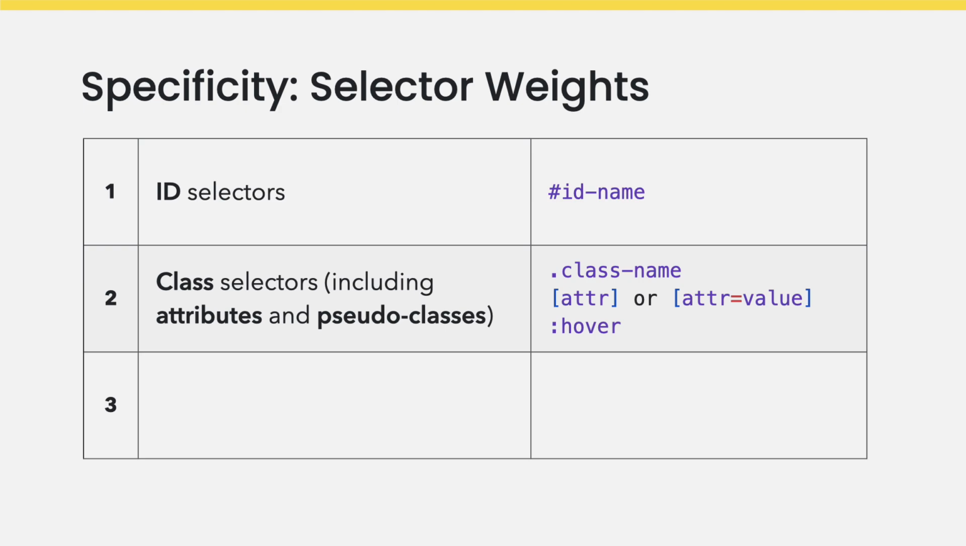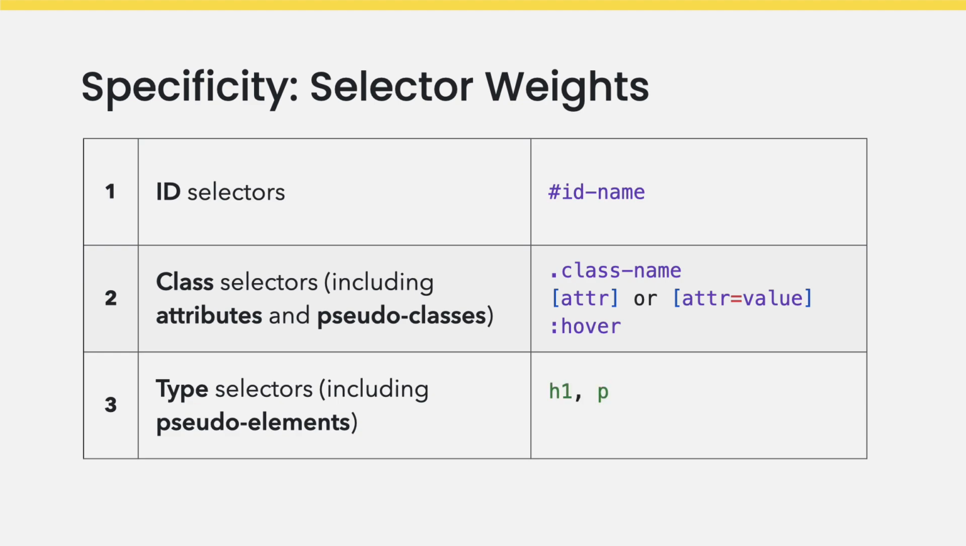The third category includes type selectors and pseudo-elements. Type selectors target elements using their HTML tag names. Pseudo-elements like pseudo-classes are also keywords, but are defined by a double colon, followed by the pseudo-element name.